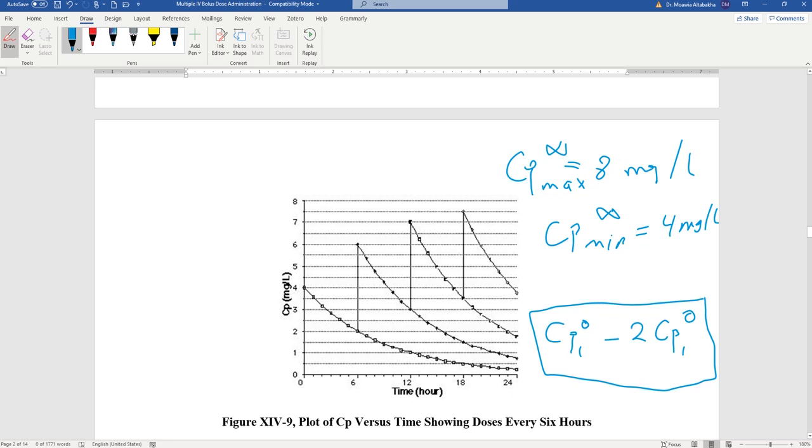Quickly, I know this. What will happen is that the concentration at steady state will fluctuate between CP10 and 2CP10. Of course CP10 is the dose over V, 100 divided by 25, which is 4, and times 2 gives 8. That's why I knew that it would be from 4 to 8. Okay? Why are we reaching this steady state? Again, because now at steady state, the rate of input equals the rate of output.